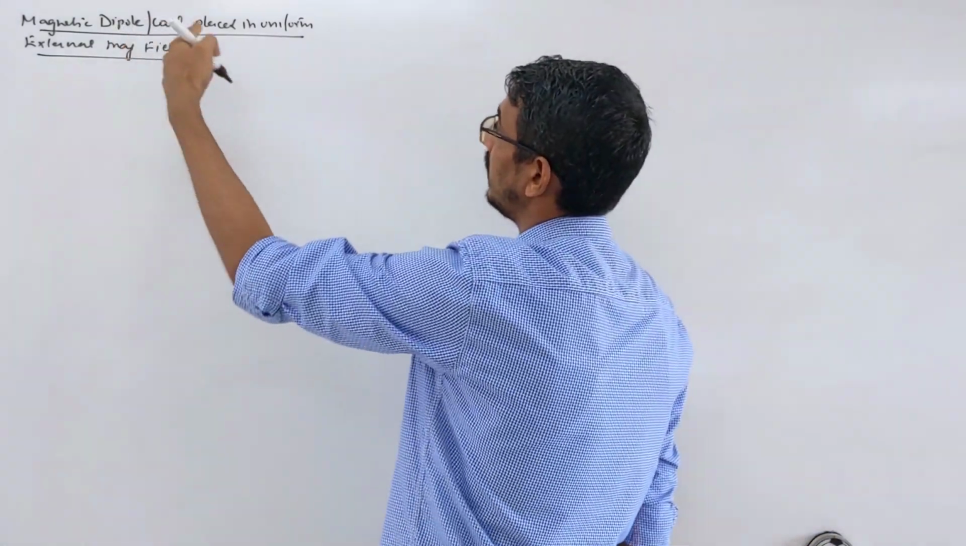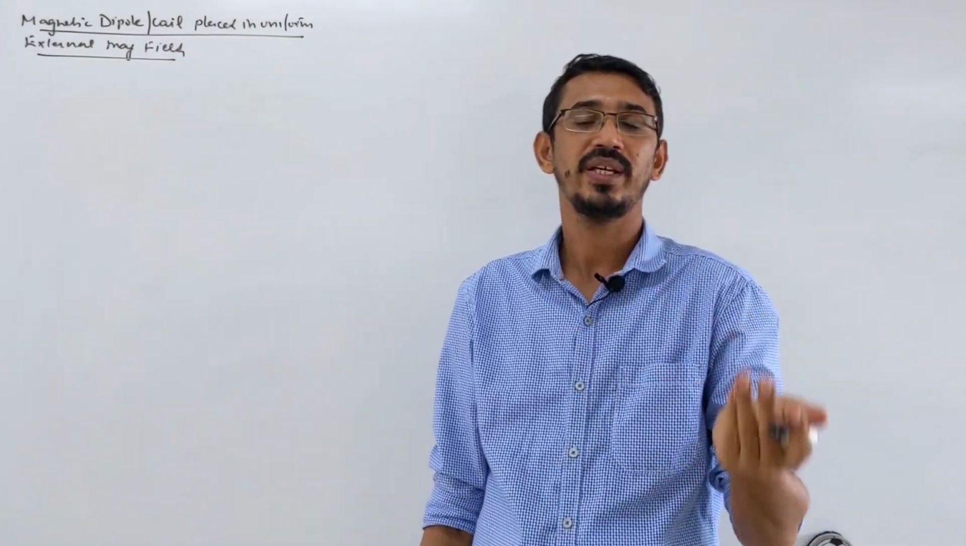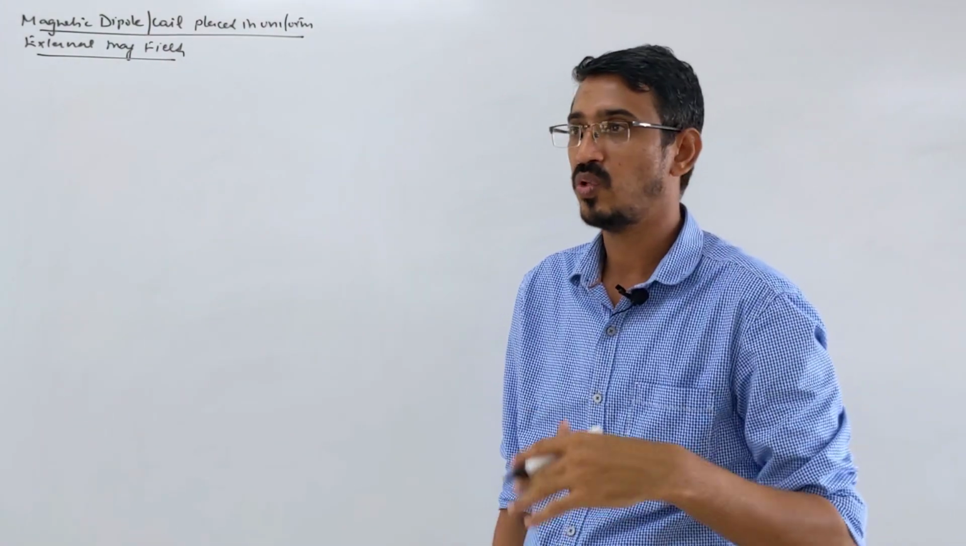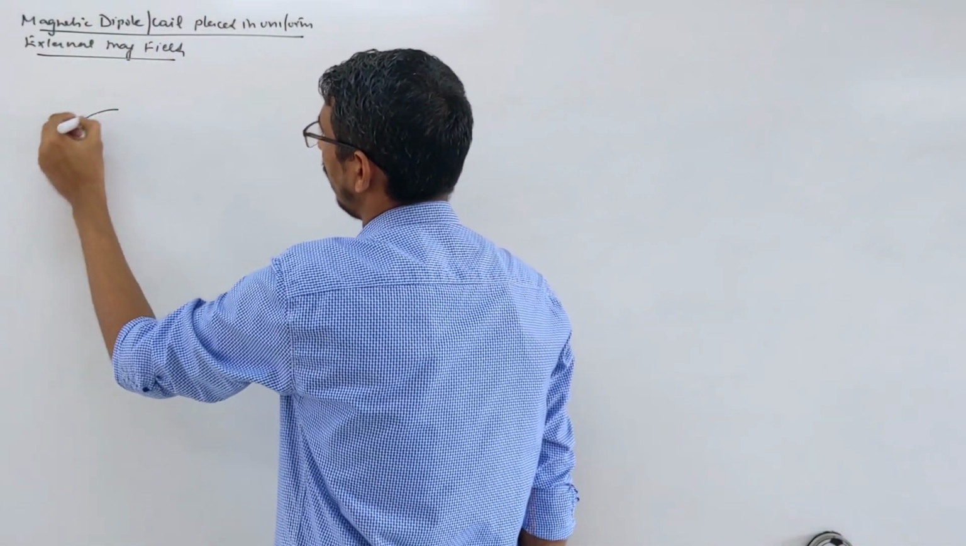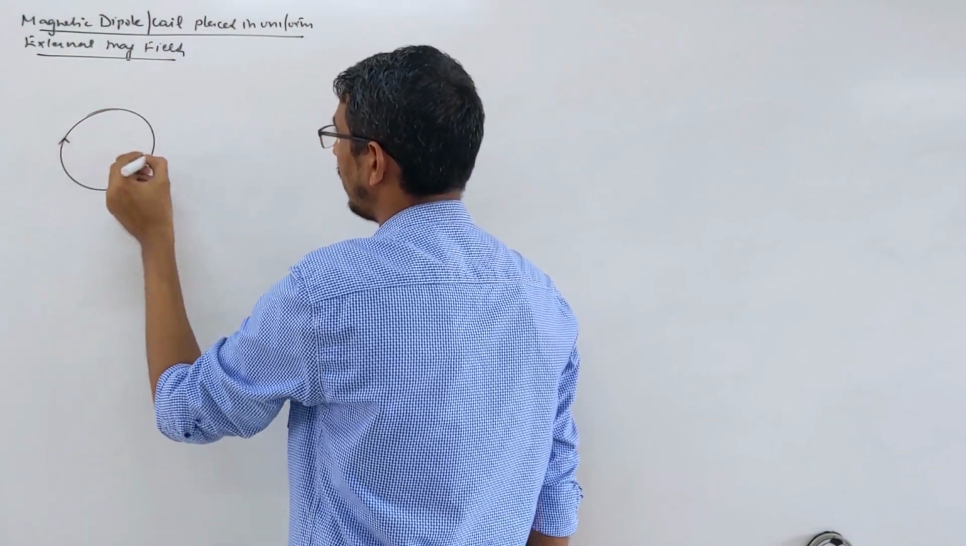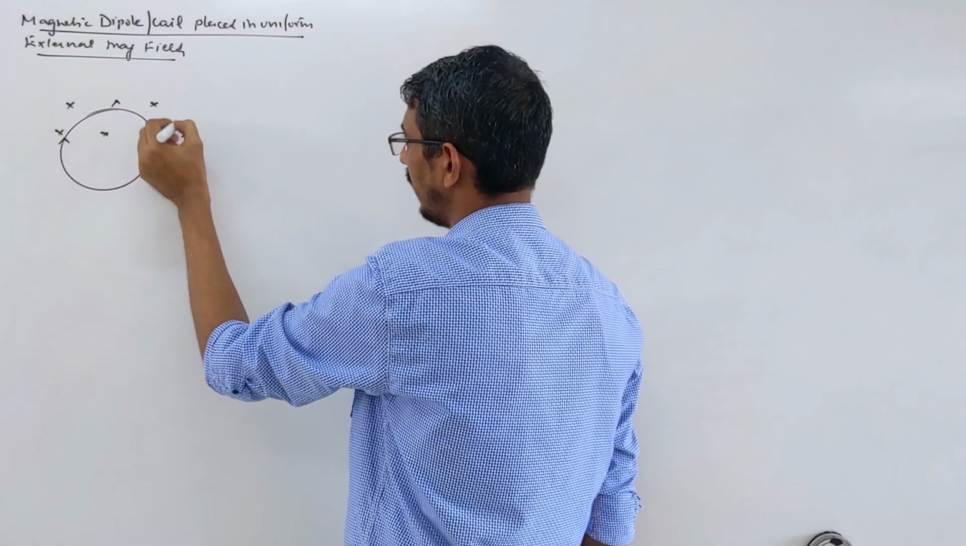A magnetic dipole or coil is placed in a uniform external field. Then we are interested in how much torque will be acting on it and how much force will be acting. So uniform field we are talking about, keep in mind always. Okay, so this is a coil, carrying some current, placed in some uniform field. This is the field, suppose.